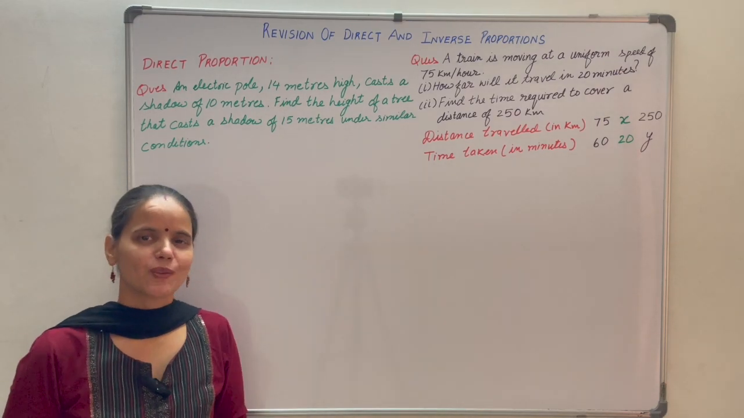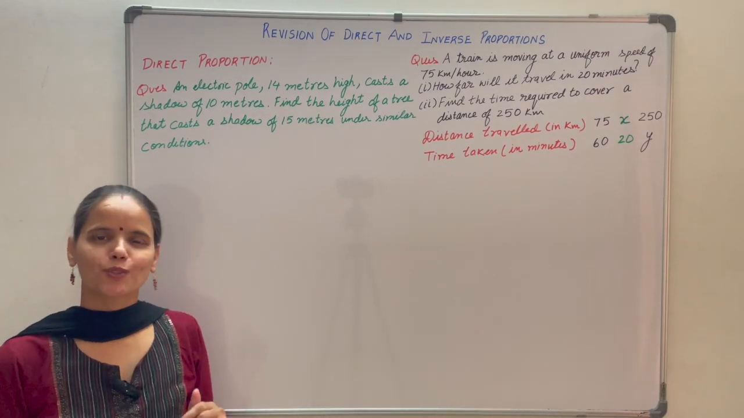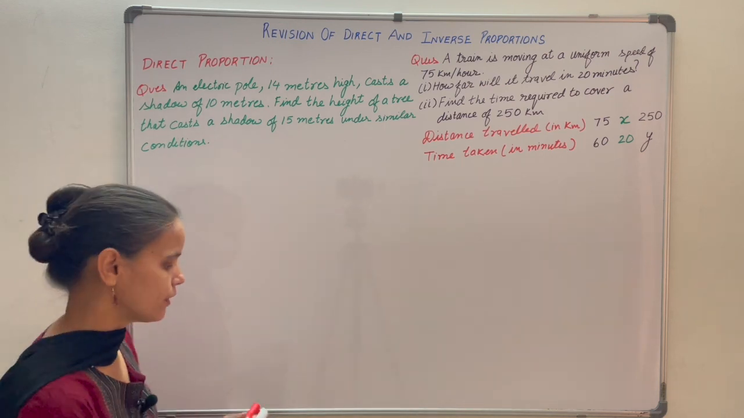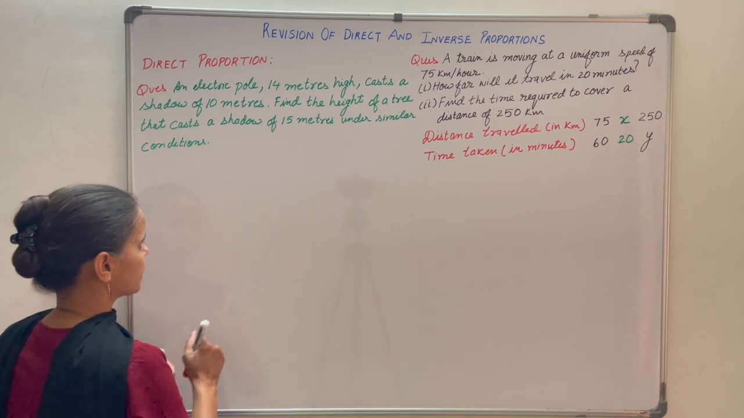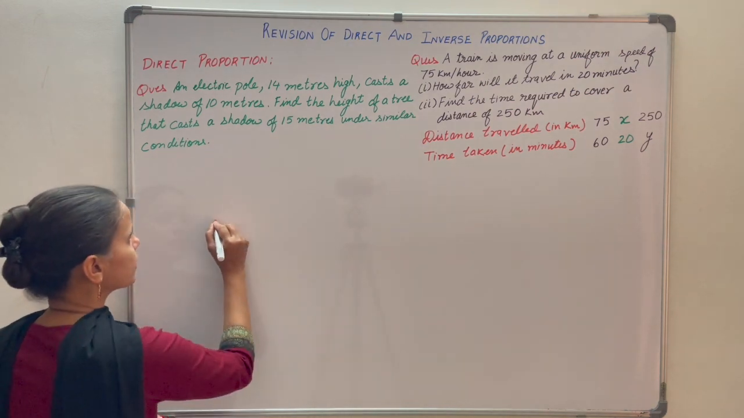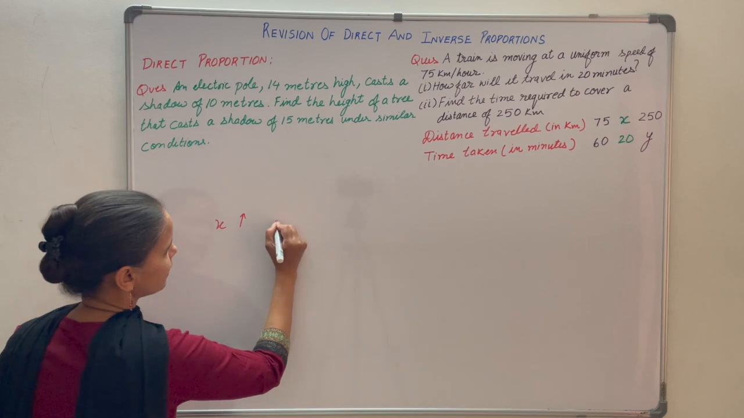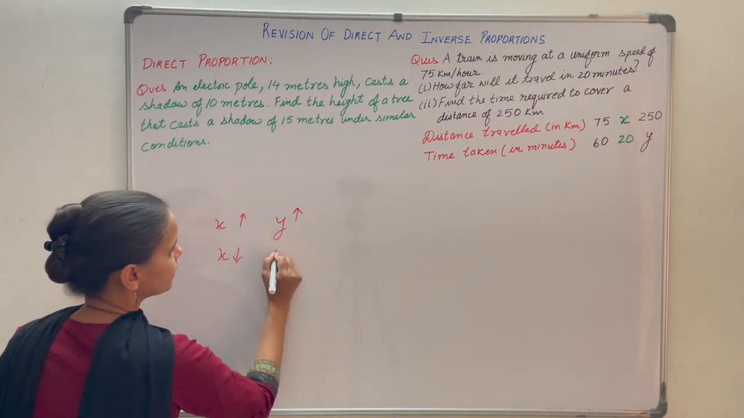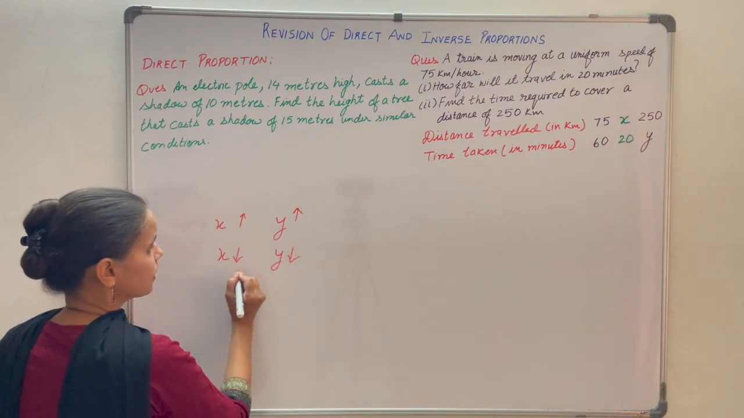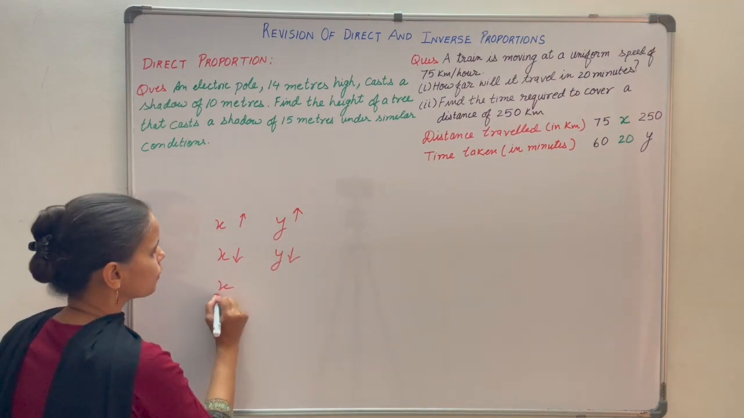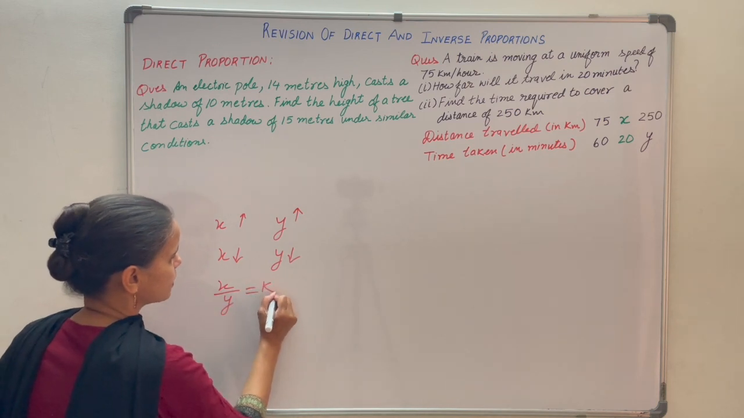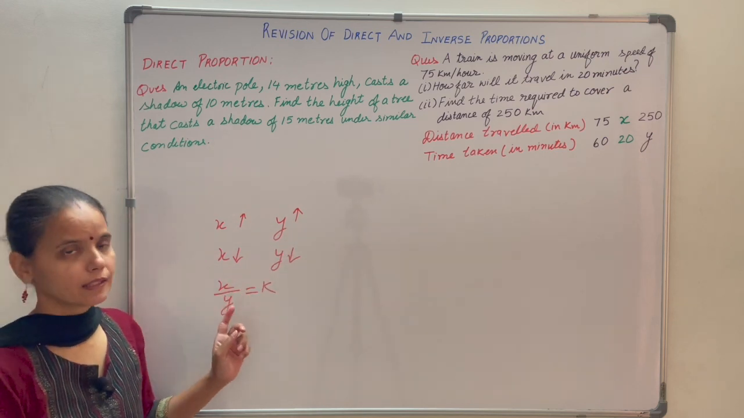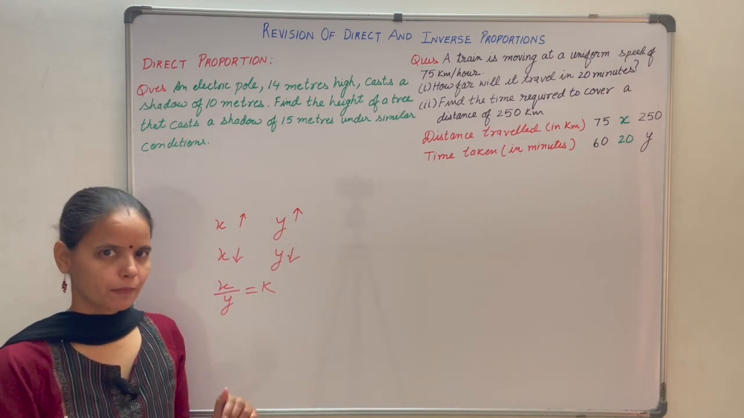Division of direct and inverse proportions. Direct proportions. Two quantities x and y are said to be in direct proportion if whenever the value of x increases, then y also increases. So if you are increasing x, y is also increasing. If the value of x decreases, then the value of y also decreases. In such a way, the ratio x upon y is constant, that is k. So whenever this is satisfied, we say that the two quantities are in direct proportion.